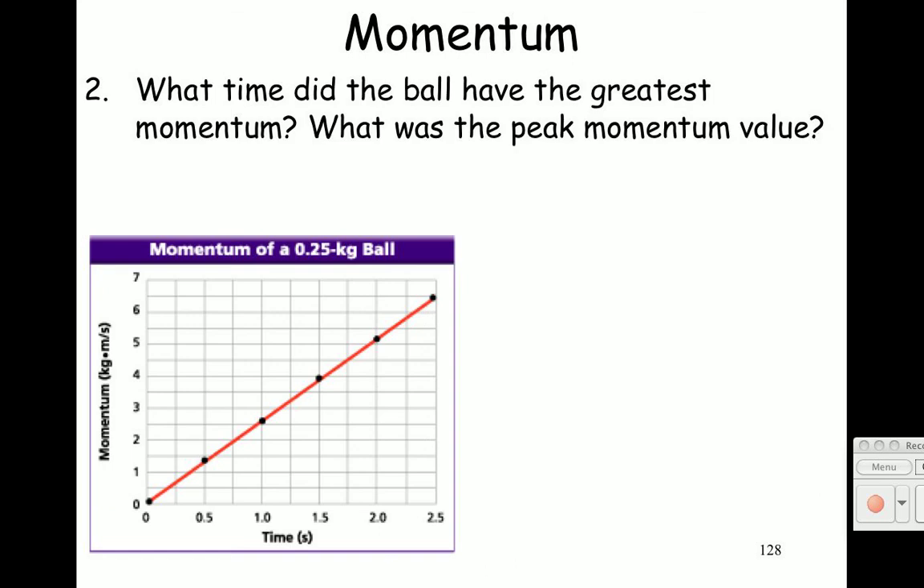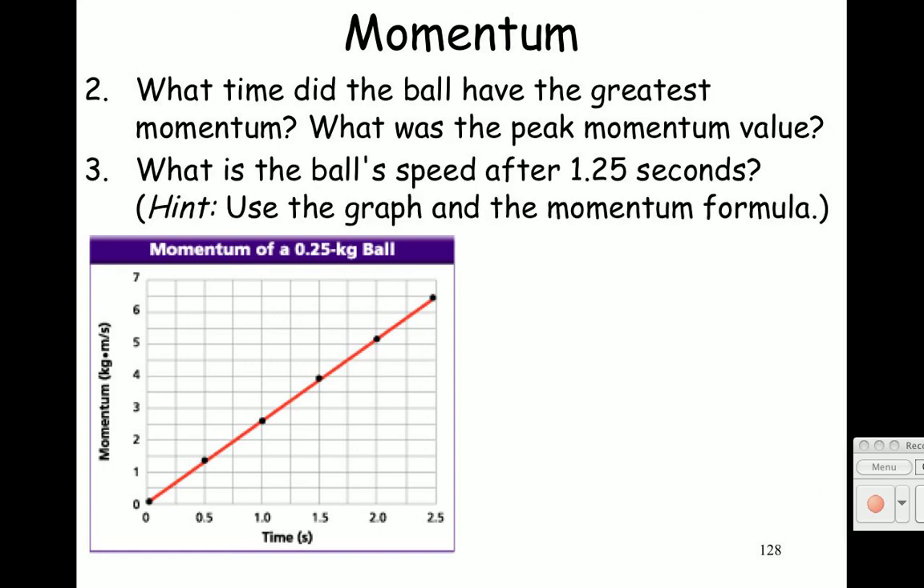Question 2. At what time did the ball have the greatest momentum, and what was the peak momentum value? Well, its highest momentum is here at 2.5 seconds, and the peak momentum value is 6.5 kilograms meters per second. What is the ball's speed after 1.25 seconds? Hint: use the graph and the momentum formula. So 1.25 seconds is this line right here, and we go up, and its momentum is about halfway, so 3.25 kilograms meters per second.